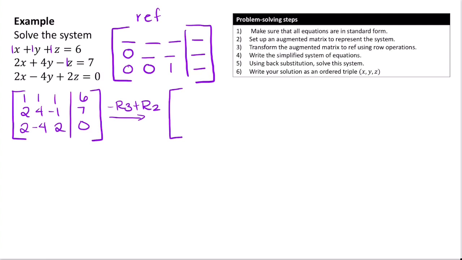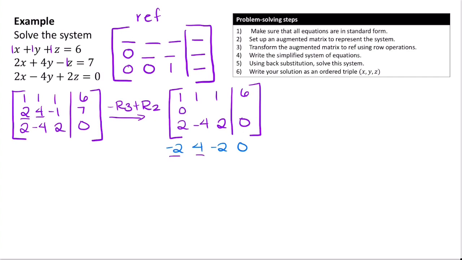Okay, so now let's go ahead and copy down row 1 and row 3 because those are not going to change. And now let's do negative row 3. Okay, so negative row 3 is going to be negative 2, positive 4, negative 2, and 0. And now we're going to add those values to the elements of row 2. So 2 plus negative 2 gives us 0. 4 plus 4 is 8. Negative 1 plus negative 2 is negative 3. And 7 plus 0 is 7. Okay, so we have 1 zero in column 1.